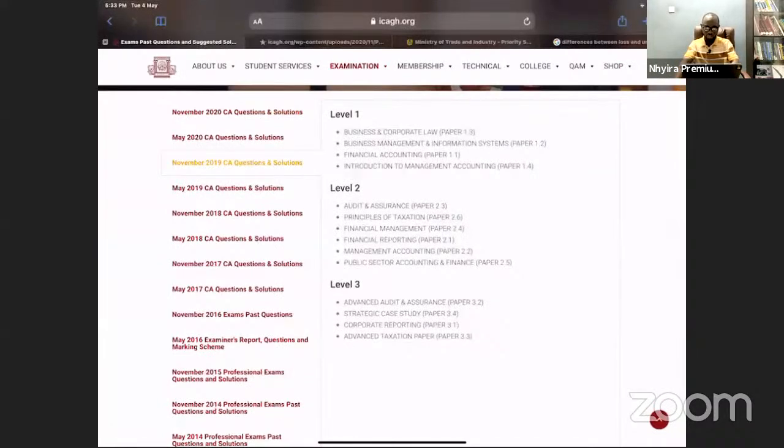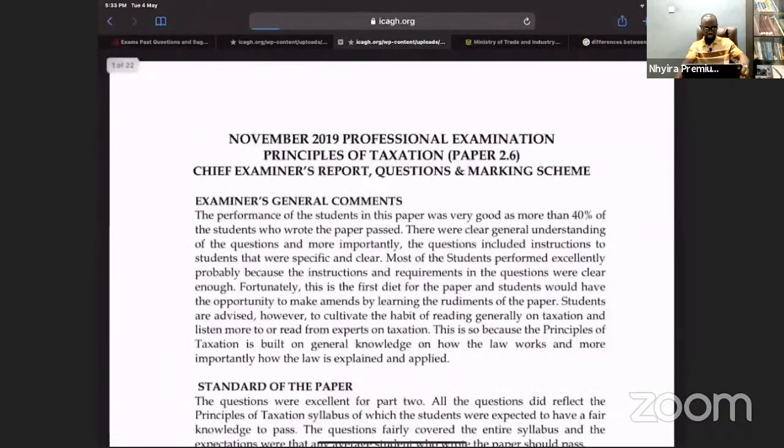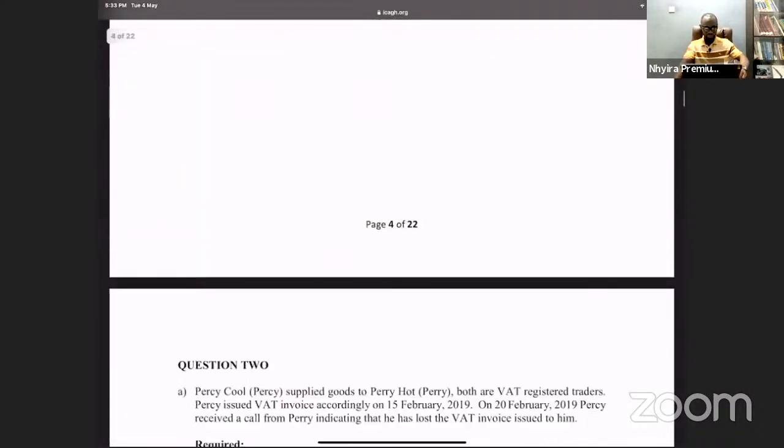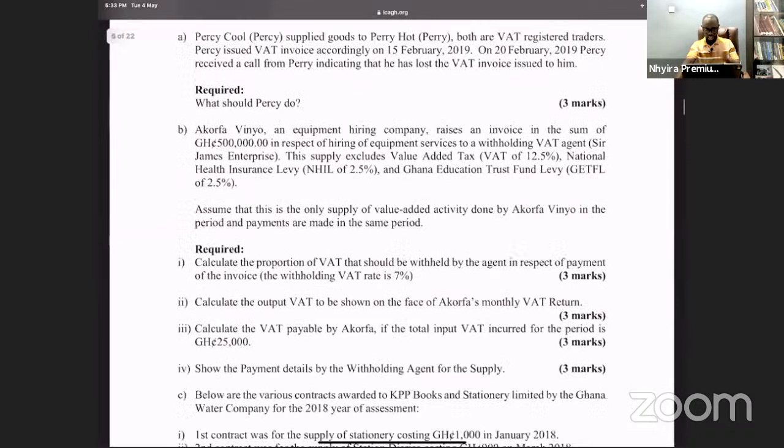Let me go to November 2019 and let's see if that has what I'm saying, self-assessment. Yes, this particular question. Akofa Vignon. I think we solved this question as well in class. And look at the way this one was done. Akofa Vignon, an equipment hiring company, raises an invoice in the sum of 500,000 Ghana cedis in respect of hiring of equipment.